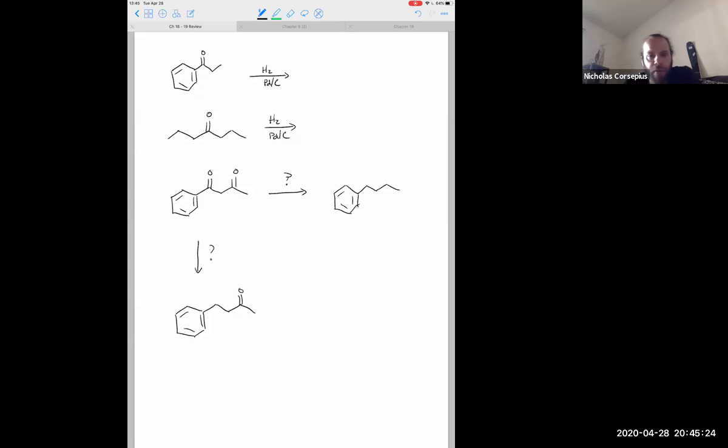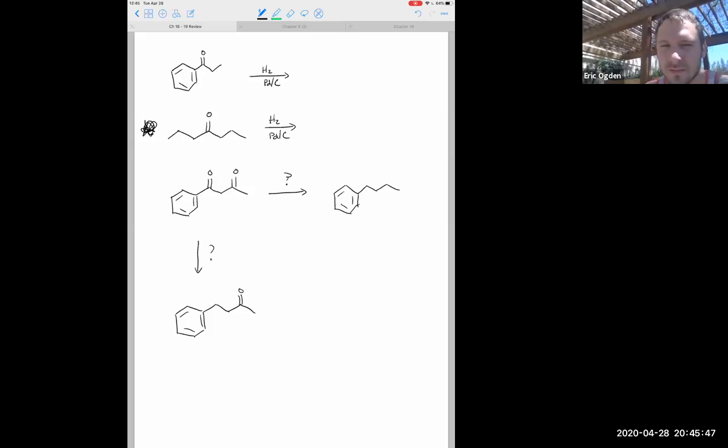All right, so these problems that are up currently are all sort of reduction type problems. In particular, let's look at these first two real quickly. Let's look at this second one here, because this is what we learned from a previous chapter. What happens when you reduce a ketone? What do you get? An alcohol. An alcohol group, right?